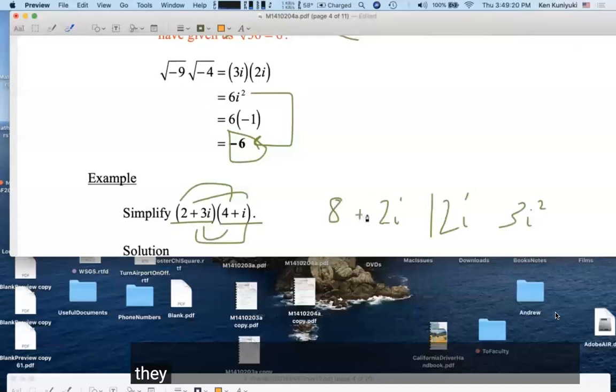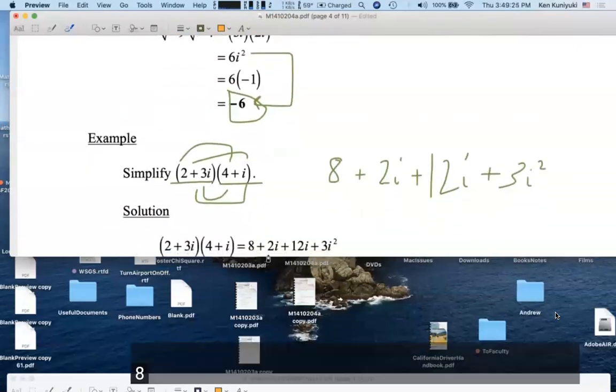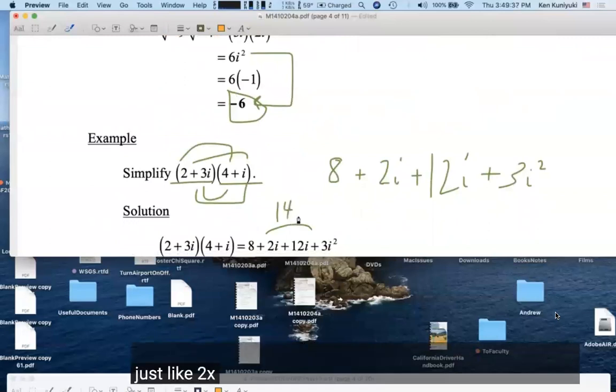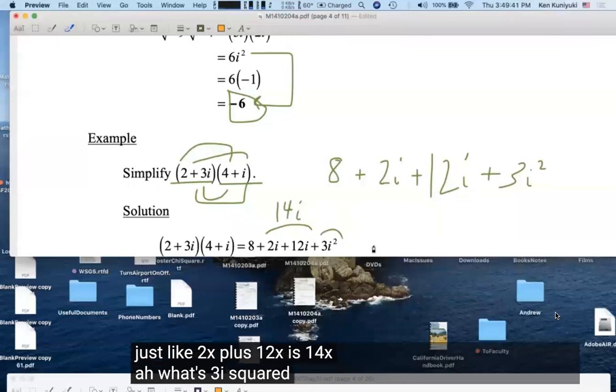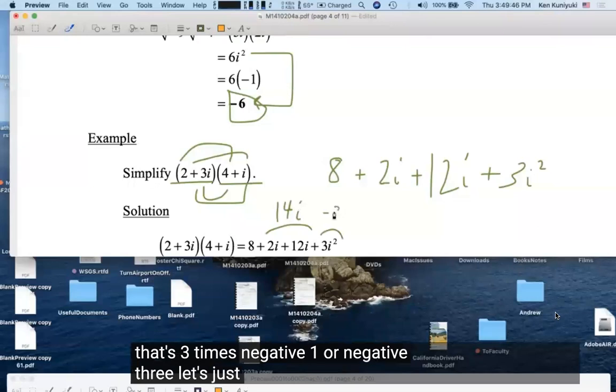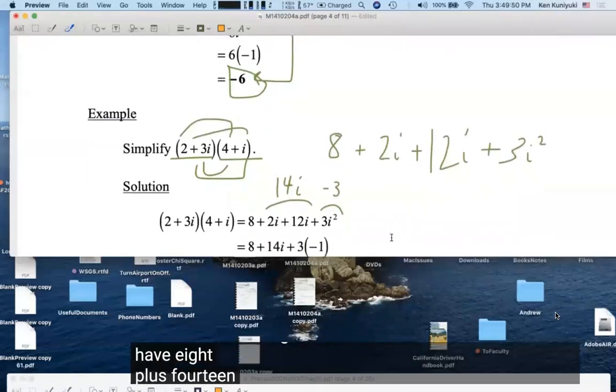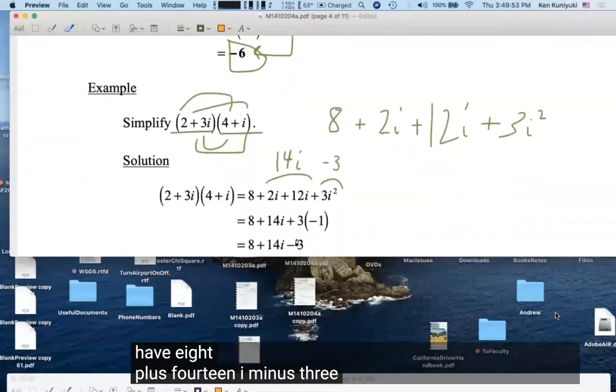And you put these together, FOIL. 8 plus 2i plus 12i plus 3i squared. Well, what's 2i plus 12i? That's 14i, just like 2x plus 12x is 14x. What's 3i squared? That's 3 times negative 1, or negative 3. Let's just consider that as negative 3. So we have 8 plus 14i minus 3.